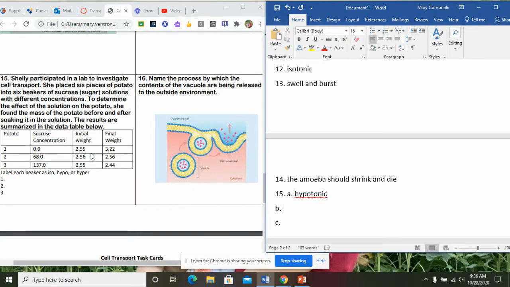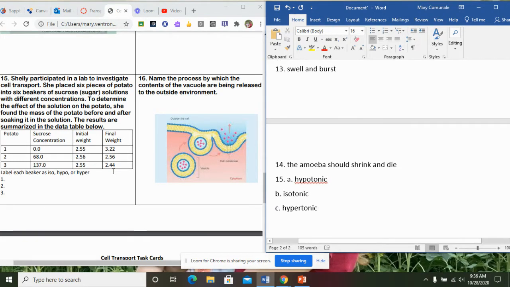The second one there goes from 2.56. The final weight is 2.56. It did not change. That's isotonic. And the last one, we have 2.55. It actually decreases down to 2.54 because it's getting smaller. That is hypertonic.